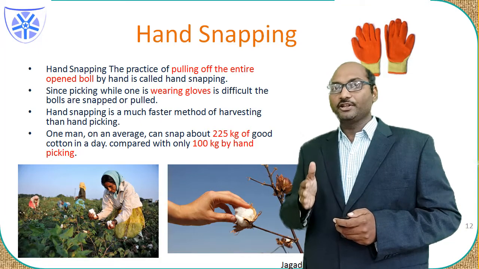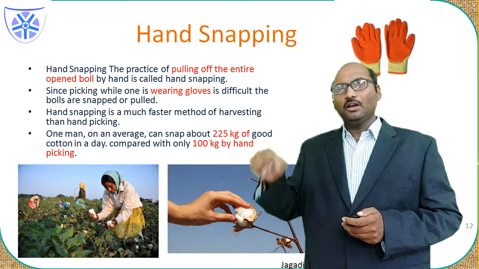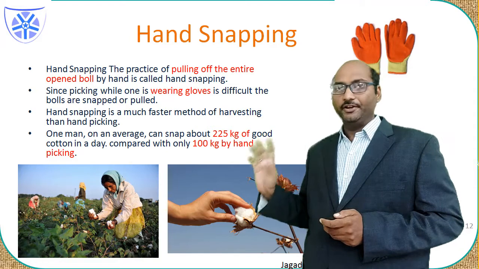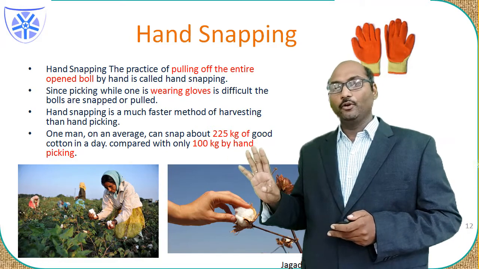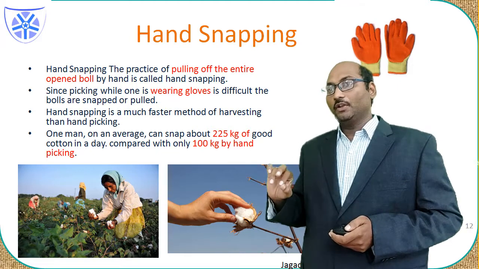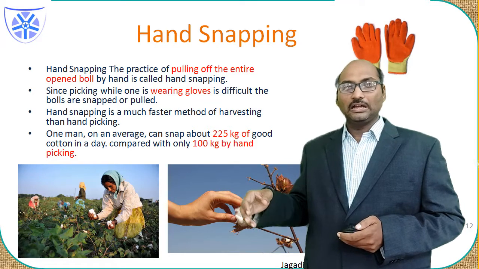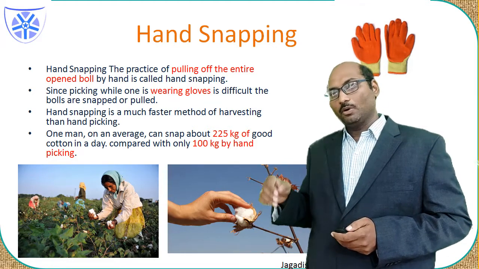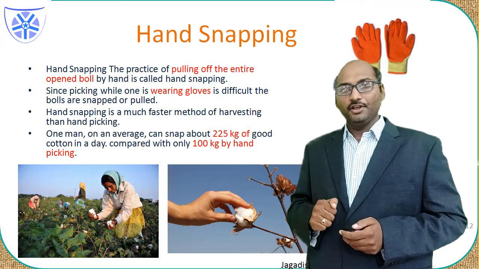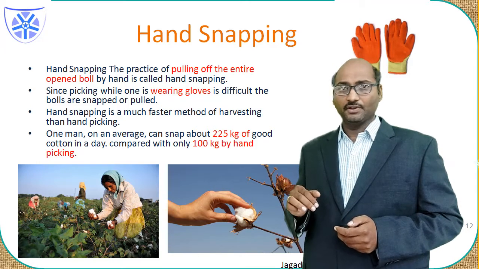We cannot differentiate at one location which one is going on, but basically hand snapping is the common method, which is generally done in India and other locations where the labor rates are comparatively cheaper. In countries like Australia and America, mechanical harvesting is completely adopted. Nowadays in India also, we are going for mechanical harvesting.